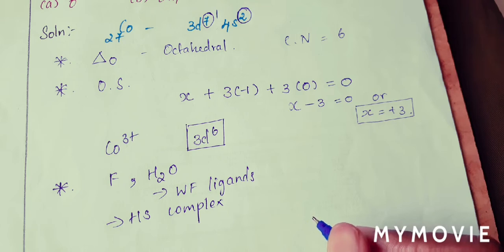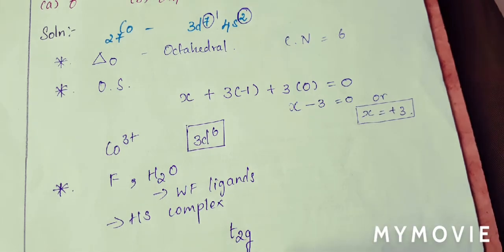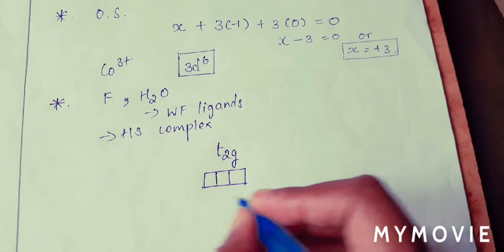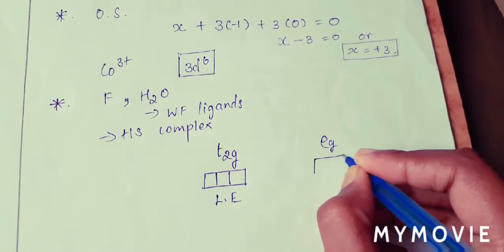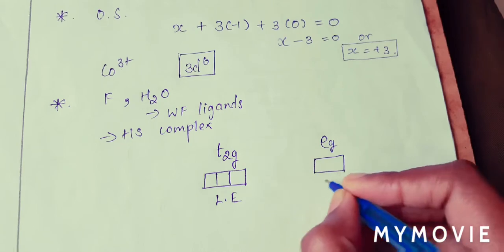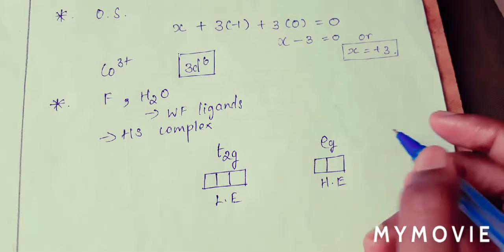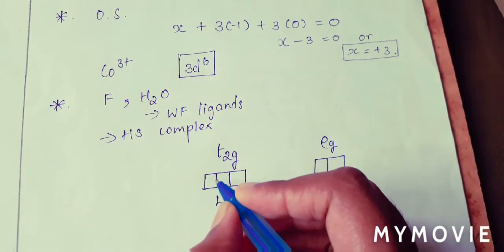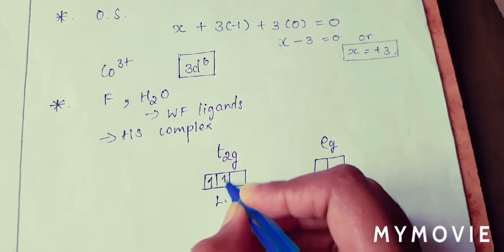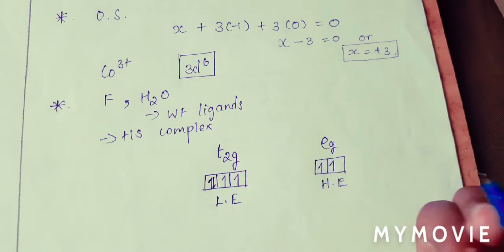So what will be the arrangement of electrons? We will have 3 t2g orbitals, which are of lower energy, and of higher energy will be the eg orbitals, and we have 2 orbitals. Now I'm going to fill up the electrons. We have 6 electrons as a whole. I'm going to start with the lower energy orbitals. 1, 2, 3, 4, 5 and 6.